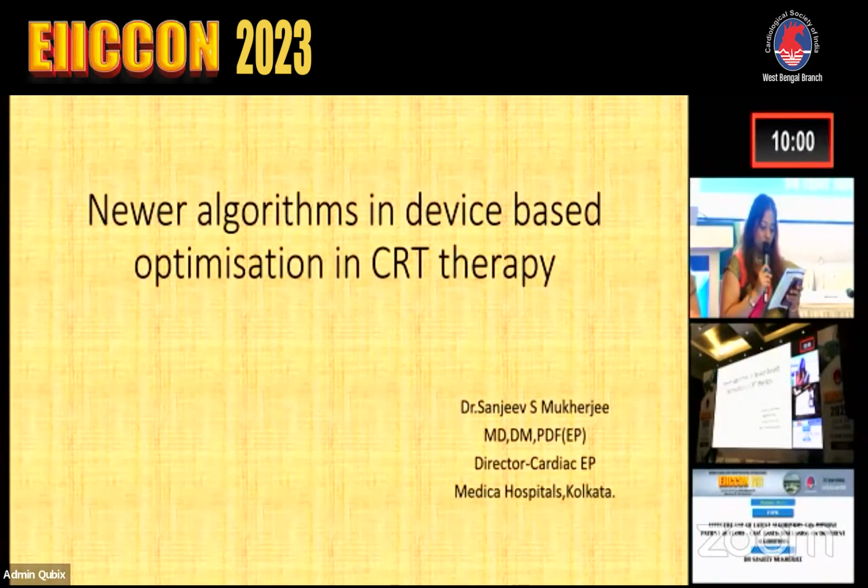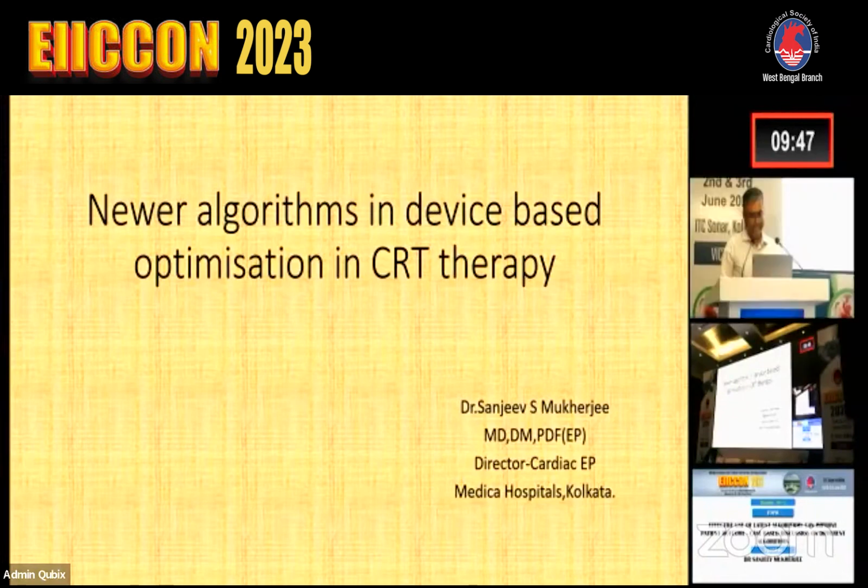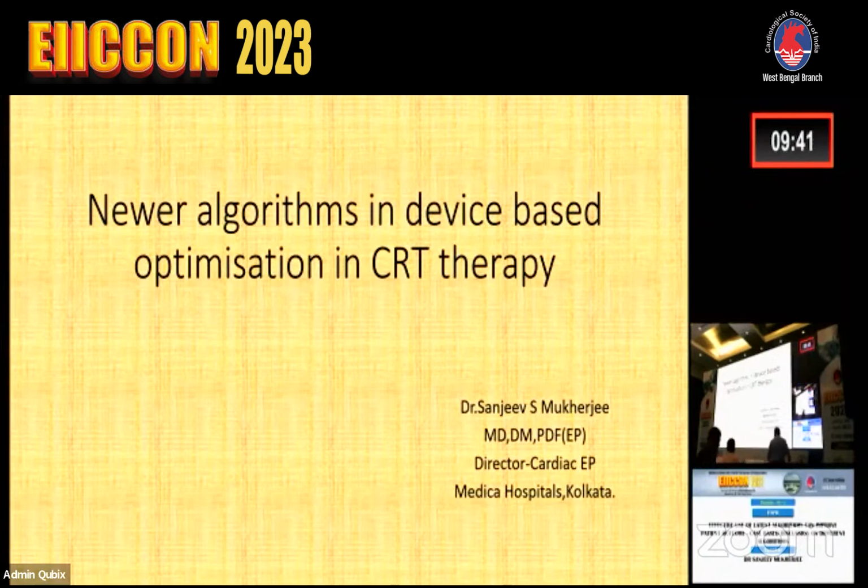We are running late, so I'll quickly go through these few algorithms. I have selected CRT only, which has these newer algorithms that are going to help optimize the devices better. Time is short, so we'll first discuss only the algorithms and not the case.